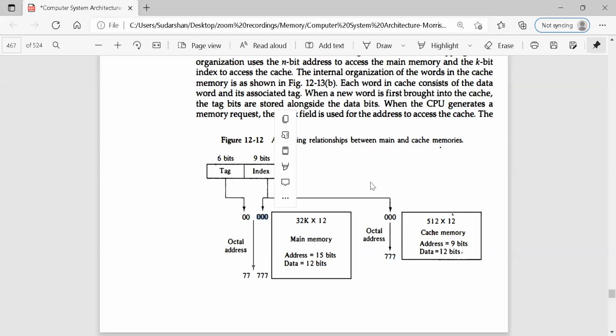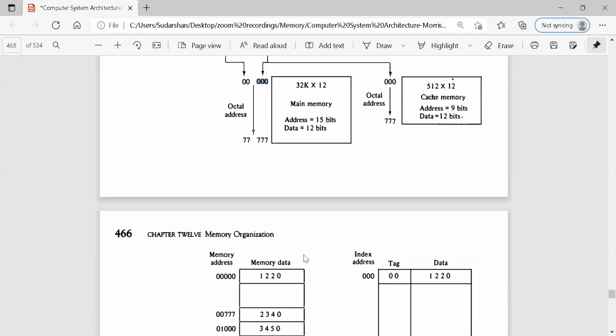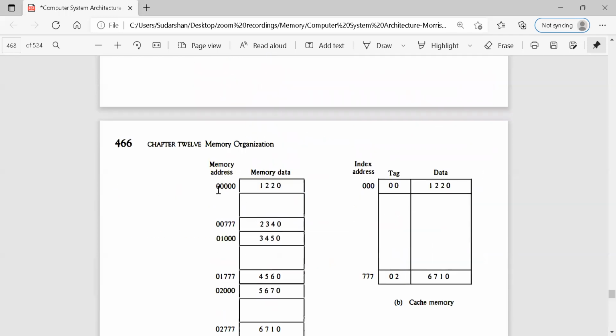Now the index value remains the same. What are we going to do? We are going to store the tag and the corresponding data. Let us see in the next example what we do. So this is your main memory address 00000. This is the starting address of your main memory in octal representation, and the corresponding content is 1220.